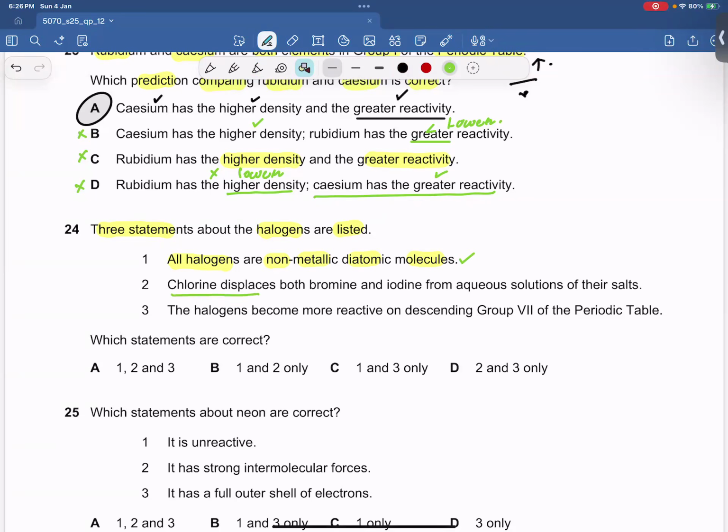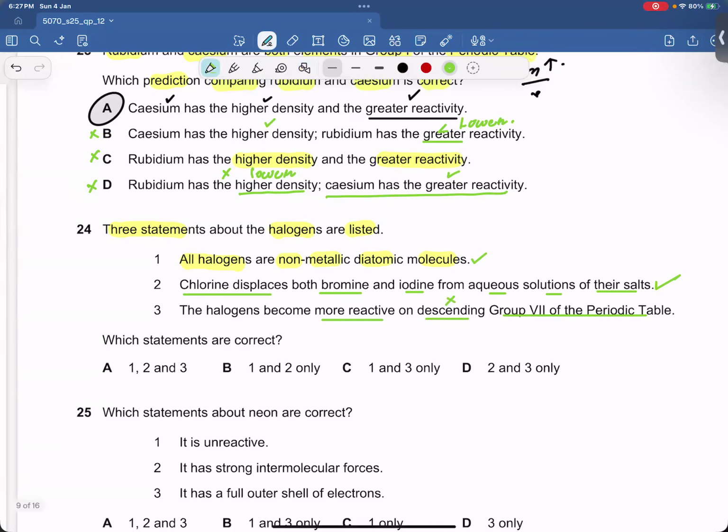Chlorine displaces both bromine and iodine from aqueous solution of their salts. That's also true because the reactivity of chlorine is greater than bromine and iodine. So the displacement reaction can take place. Halogens become more reactive on descending group 7 of the periodic table, on descending, not on ascending.